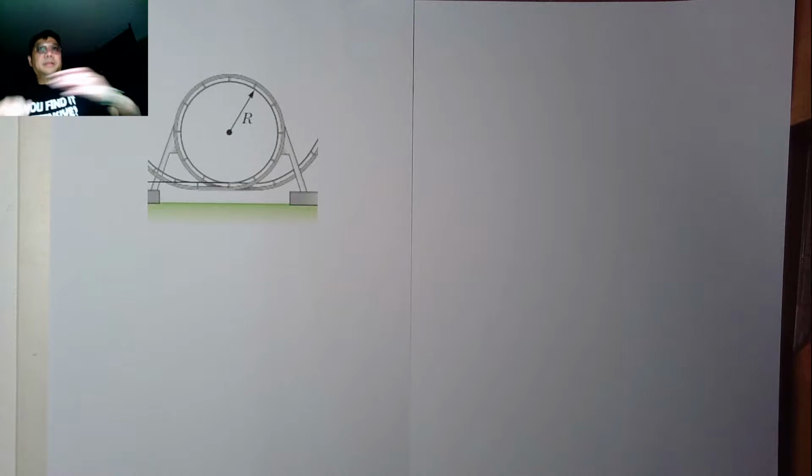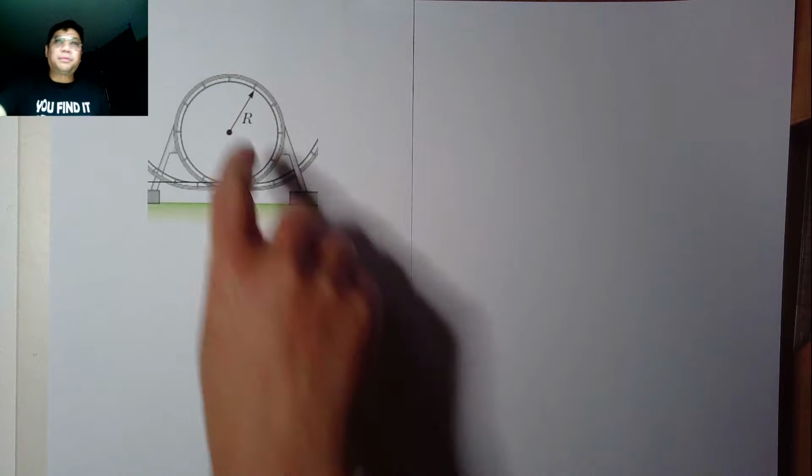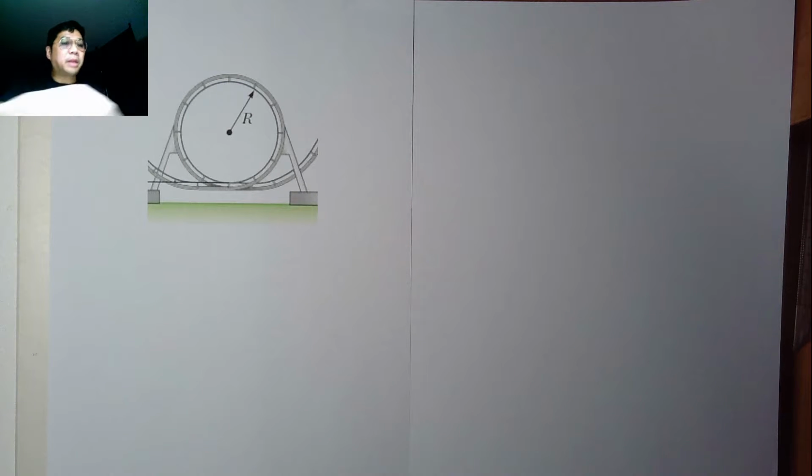Welcome back. This next video still has something to do with roller coasters, but this time, instead of having the car on top of the loop, it will be at the bottom of the loop. Okay, so let's analyze what happens when the roller coaster is at the bottom of the loop.